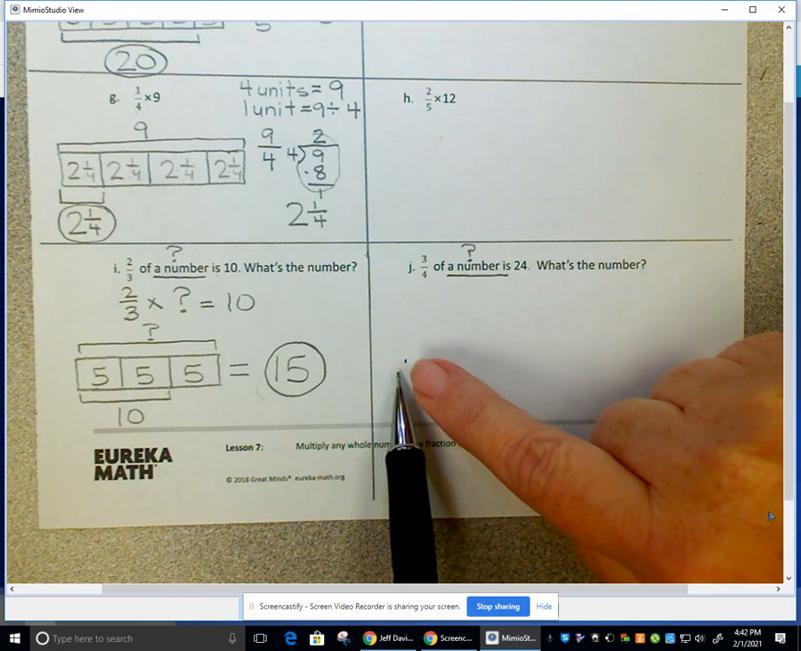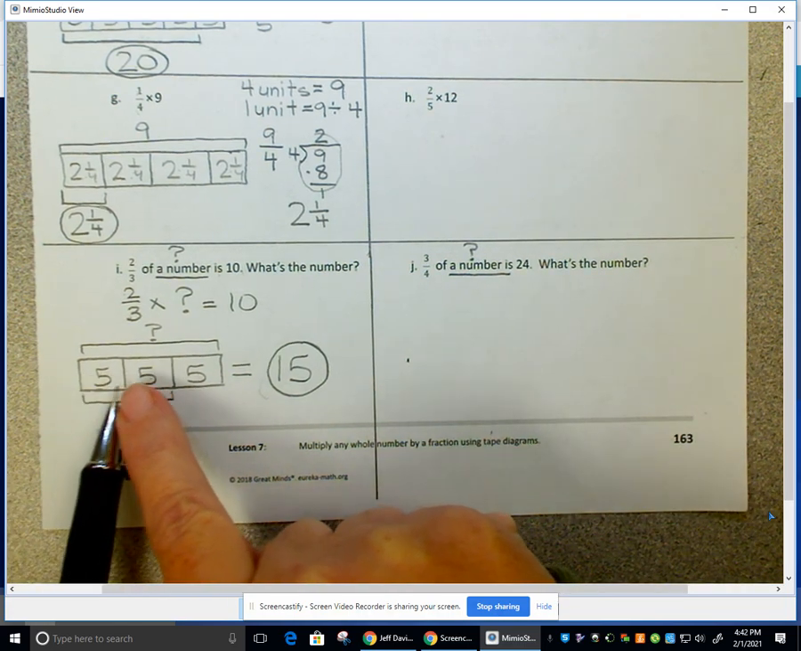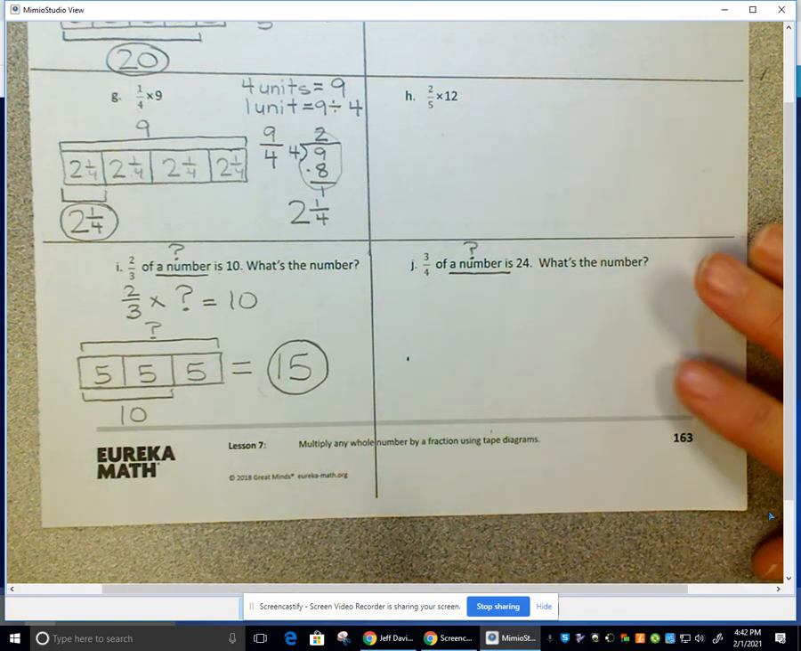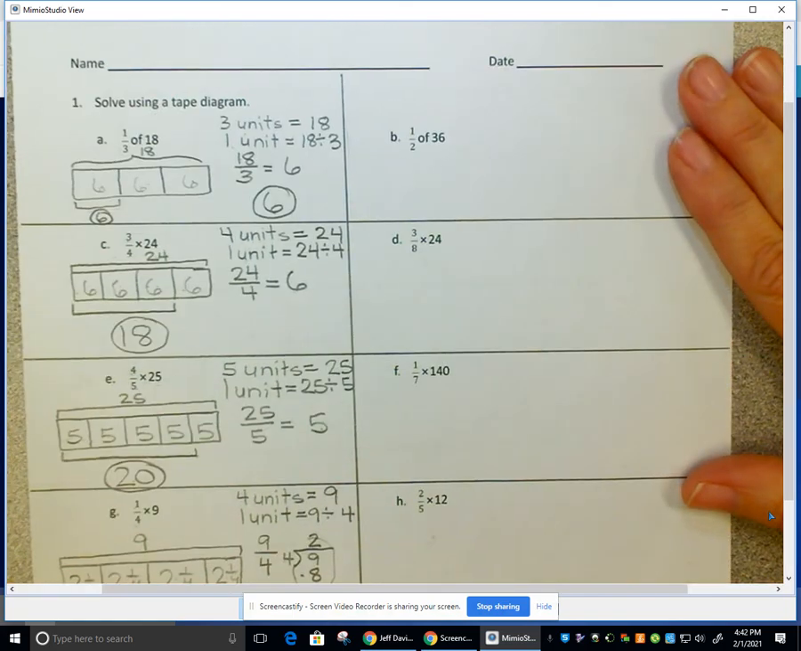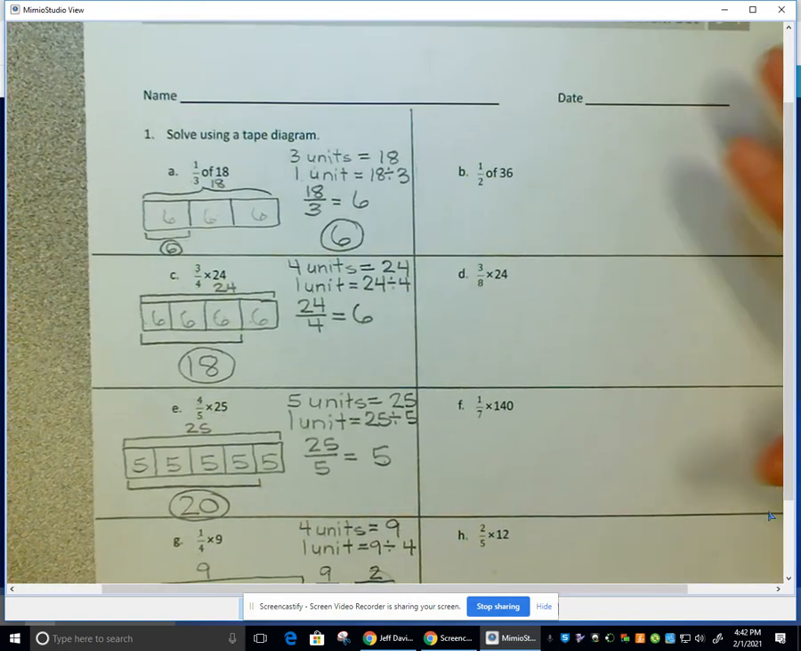But remember, if you know what one set is, if you know what 1 is, then every other one gets that same number. So after you finish, I want you to take a picture of this side and this side, and I want you to send it to me in a text.